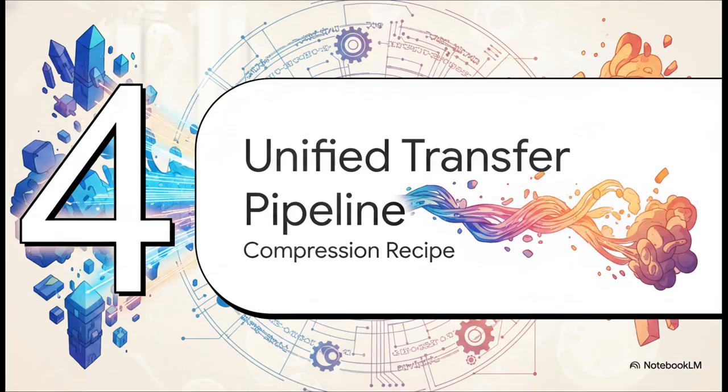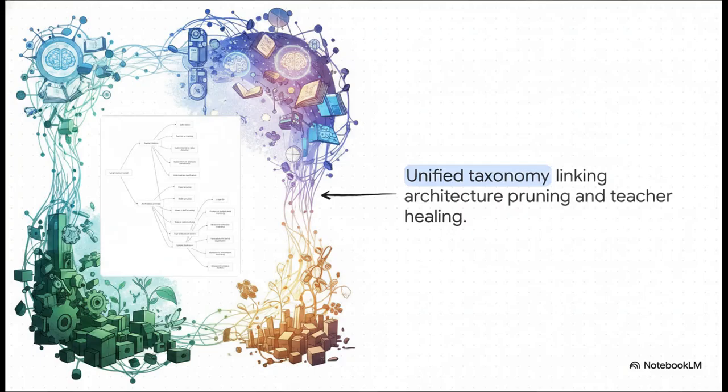Which brings us to part 4, the unified transfer pipeline, the ultimate compression recipe. The taxonomy proposed in the research brilliantly maps out the entire landscape we've been talking about. On one side, you've got the structural changes, your depth pruning, width pruning, and that defines the physical shape of our new student. On the other side, you have the teacher-side refinement, things like calibration and rationale enrichment, which ensures effective learning. What this does is link architectural pruning together with teacher healing into one unified ecosystem.